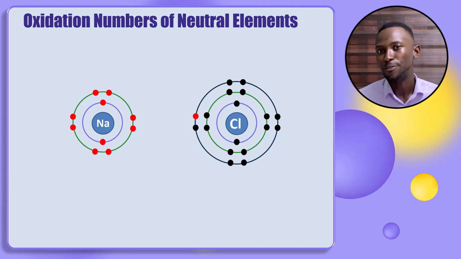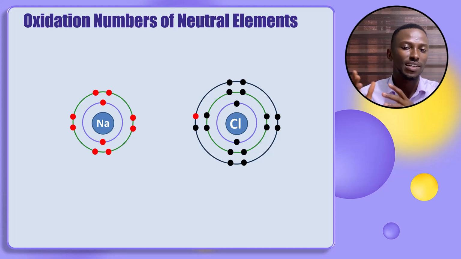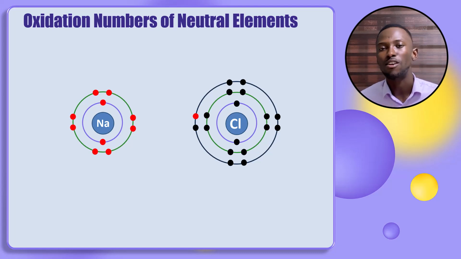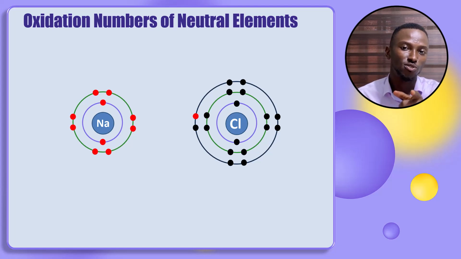But as a summary, neutral elements have oxidation numbers of 0, but they do not like to remain neutral. They like to go into bonding, especially if they are not stable, except for the inert gases or the noble gases. The remaining like to either gain or lose electrons. So what becomes the oxidation number when it gains or loses the electrons? Our next lesson will explain that.